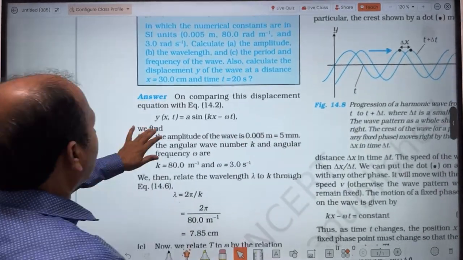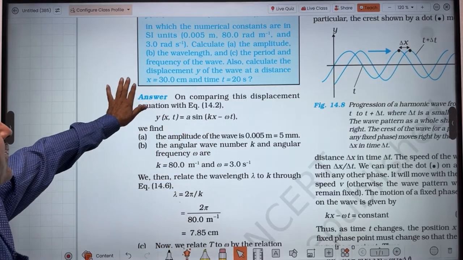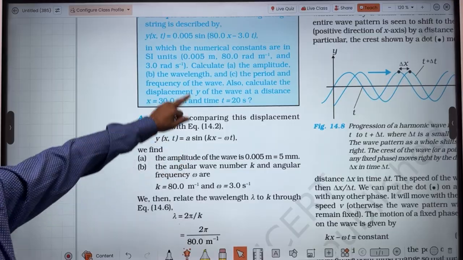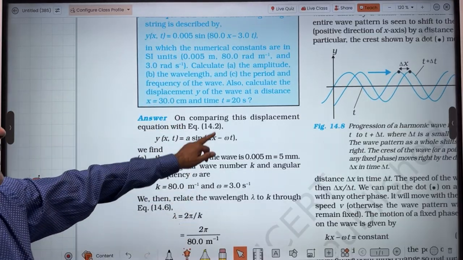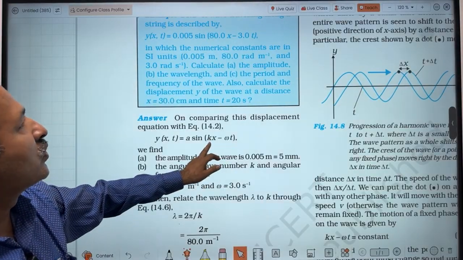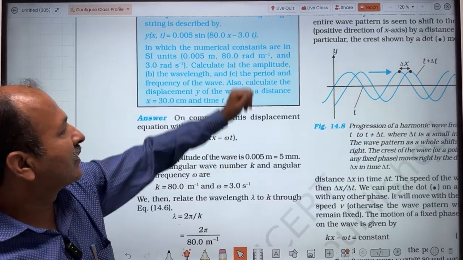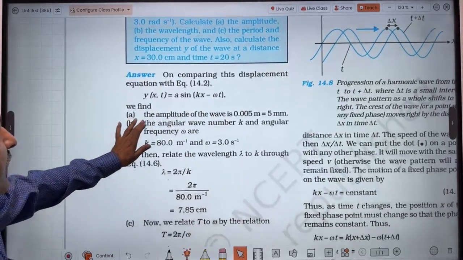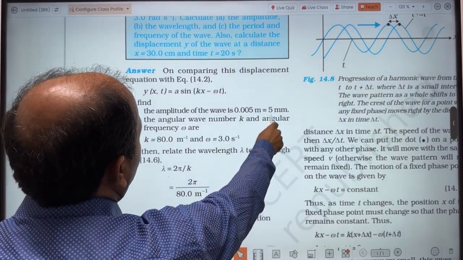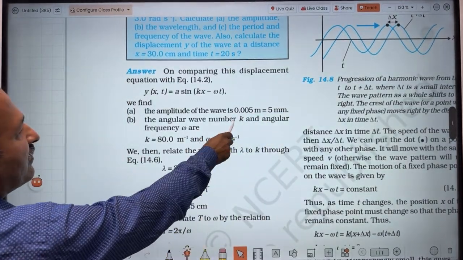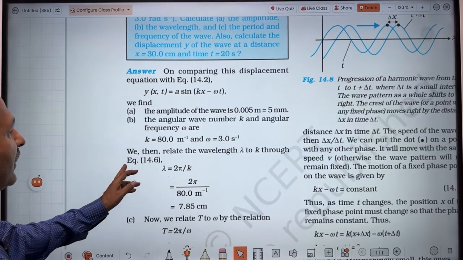First of all, we write the equation y = a sin(kx − ωt), and we compare it with the given equation. So what do we find? Here a is equal to 0.005 meter. Then k is 80, where k = 2π/λ, so from here we can calculate λ, and ω = 2π/T is 3. The amplitude of the wave is 0.005 meter or 5 millimeter. The angular wave number k is 80 and ω is 3.